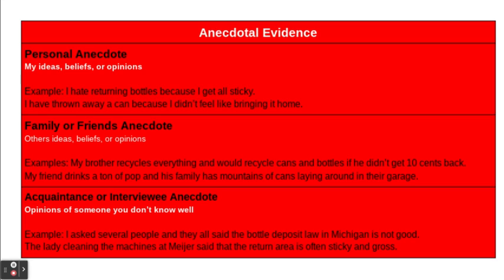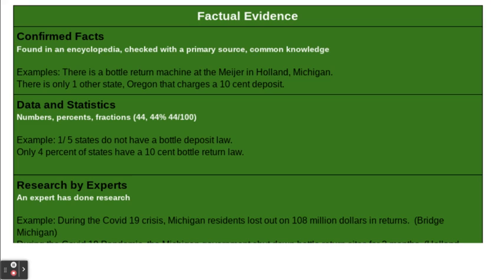So if I were doing an argument and I wanted to try to determine or maybe argue that Michigan should get rid of the bottle return law, that's where a lot of this anecdotal and factual evidence seems to lead me. Which would I want to use to convince someone? Would I use anecdotal evidence or factual evidence? Hopefully, as you've been watching this video, you realize the answer is we want to stick with factual evidence. We want confirmed facts, we want data and statistics, and we want research by experts.